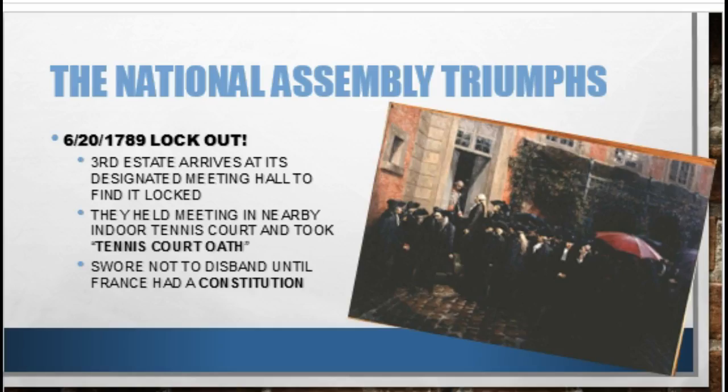On June 20th, 1789, the Third Estate delegates arrived at their designated meeting hall, as depicted in this painting, and they found themselves locked out. They held a meeting in a nearby indoor tennis court and took the infamous Tennis Court Oath, in which they swore not to disband until France had a constitution. So this so-called National Assembly is going to become a constitutional assembly.